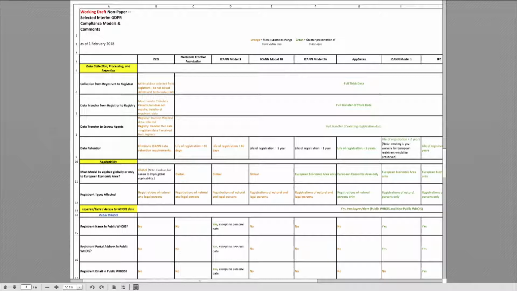The other thing to realize is we've not received indications from the DPAs yet that we need to approach the full thick whois model, and so the principle that ICANN started with is that if possible we should remain as close to the current whois model as we can, recognizing that some elements of that model might not be consistent with the GDPR.